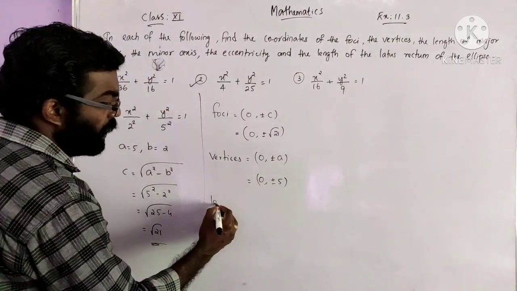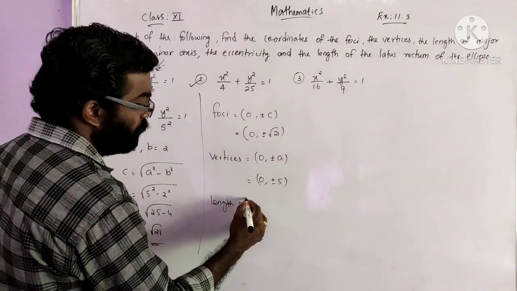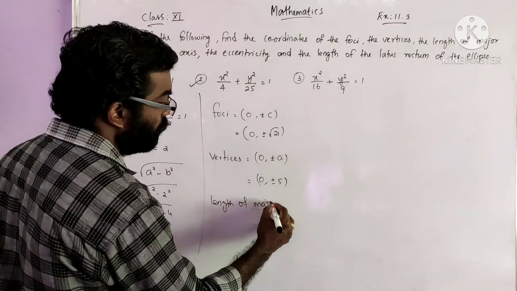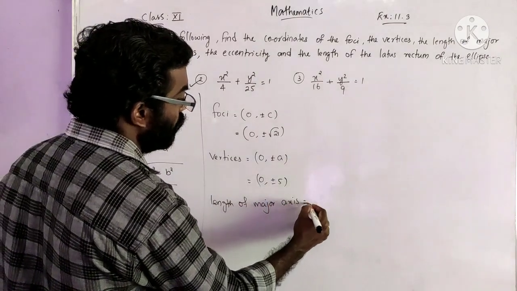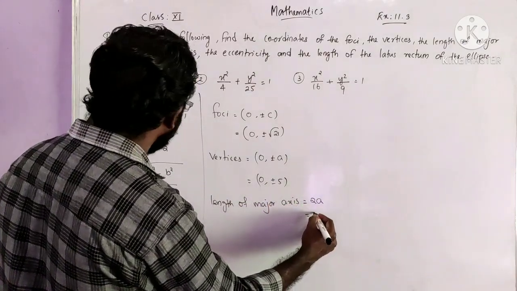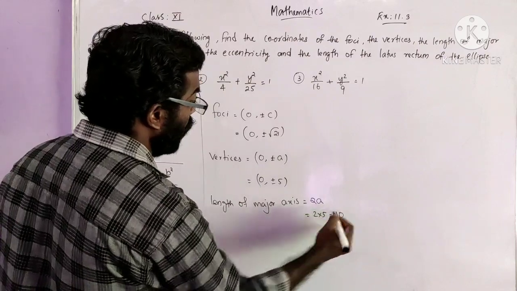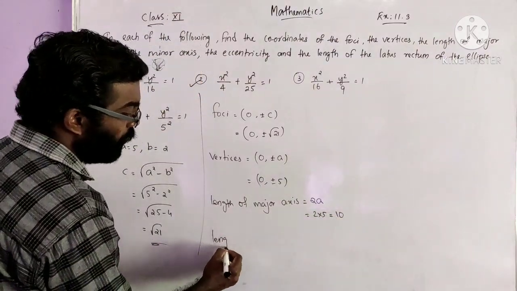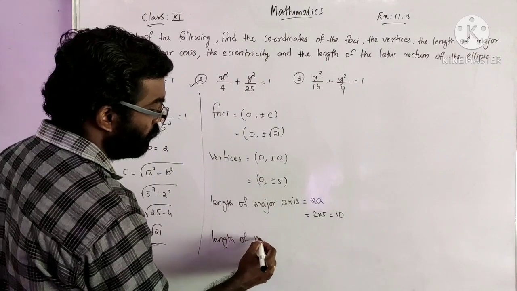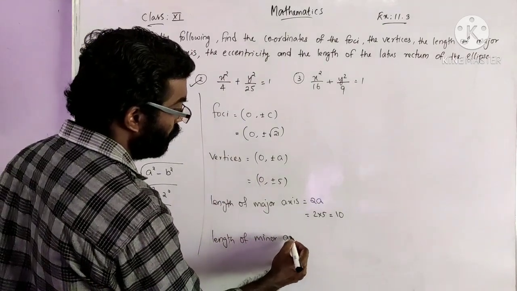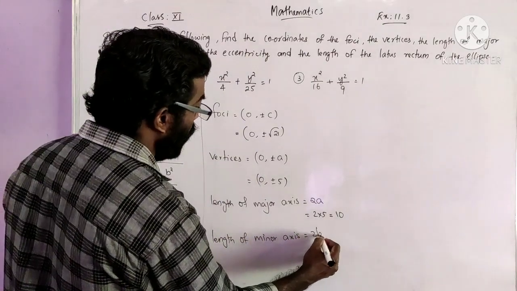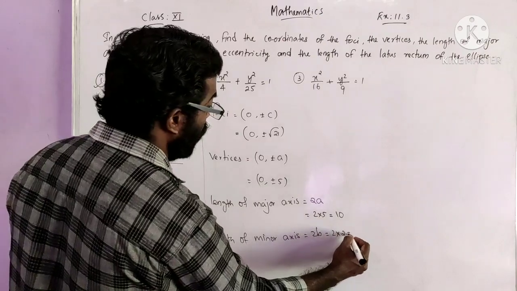The length of major axis is 2a. So 2 into 5, which is equal to 10. And the length of minor axis is 2b, that is 2 into 2, which gives 4.